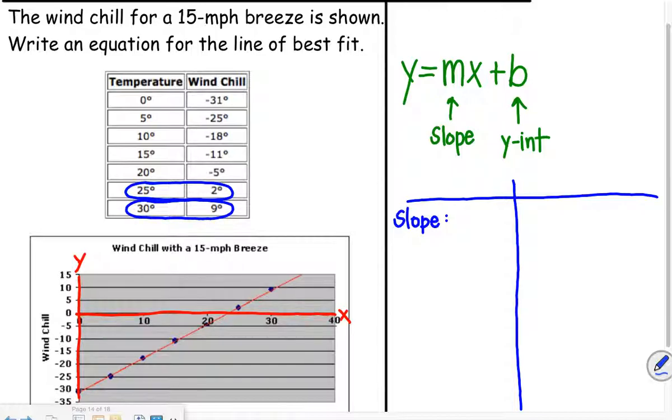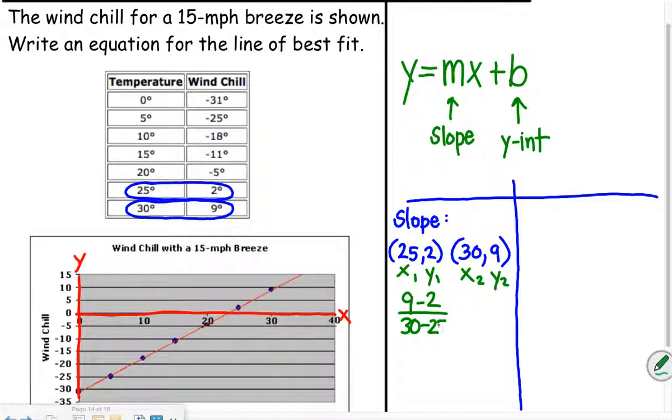So if I use 25, 2, and 30, 9, then I can label those and use my slope formula. So my slope formula is y2 minus y1 over x2 minus x1. So 9 minus 2 is 7. 30 minus 25 is 5. So 7 over 5 is our slope.